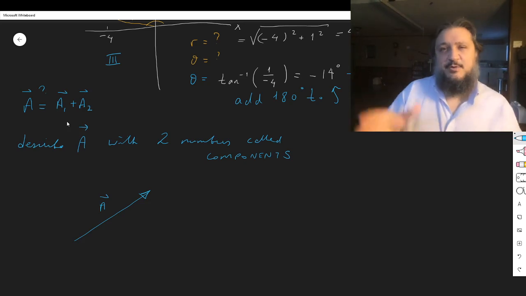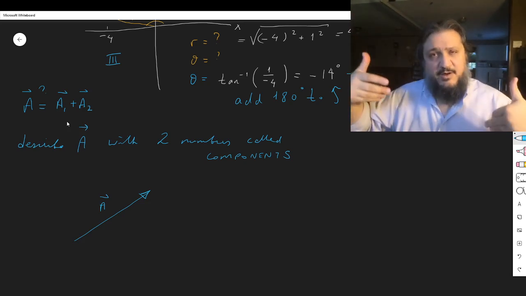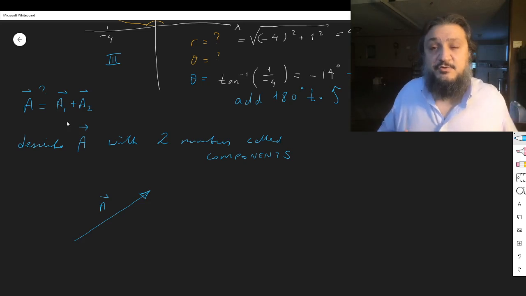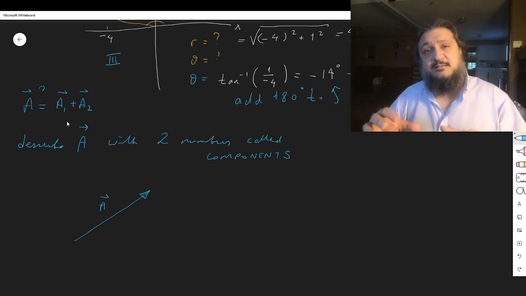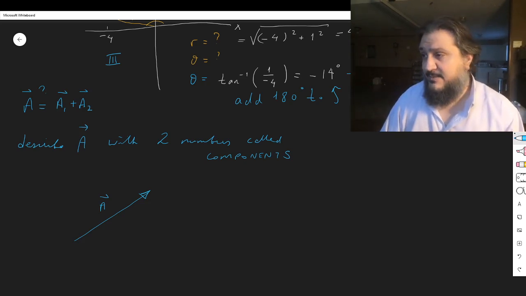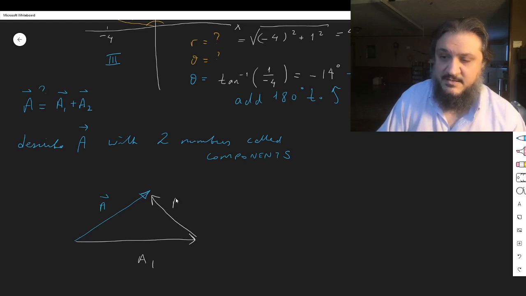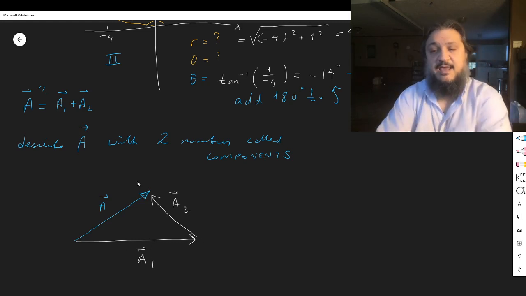Forwards would be, given A1 and A2, how do you find the sum? I'm looking at the problem the other way around. Given A, can I find two vectors that, when added, will give me A? If you think about it, there are many ways to do it. Here's one. You just have to use the graphical method rule. Here's one, A1, and then just line it up like this. And there you have it. A1 plus A2 gives me A.